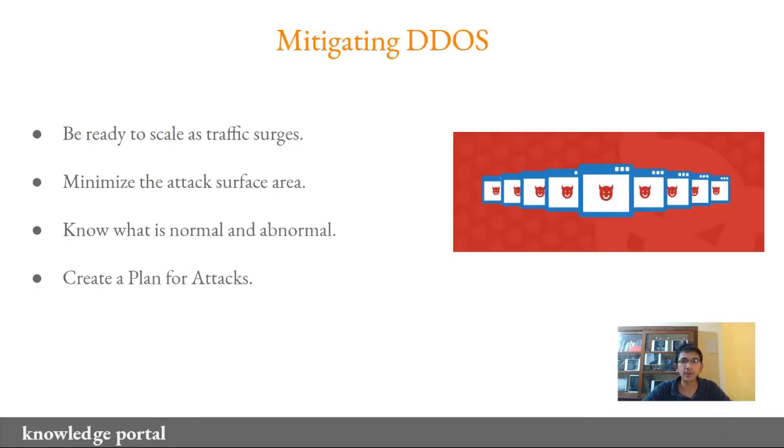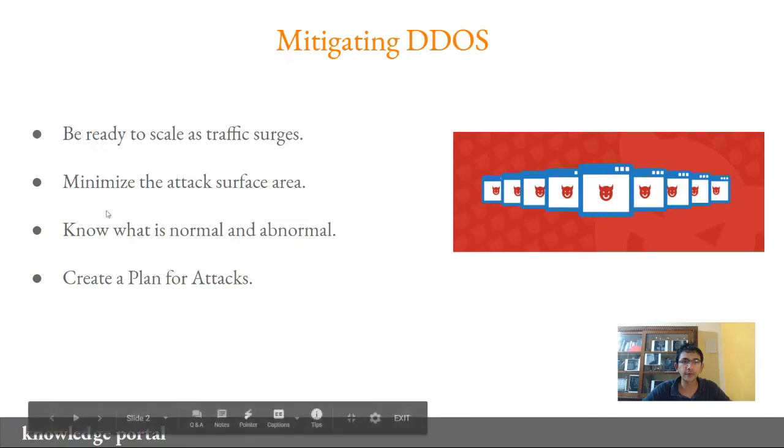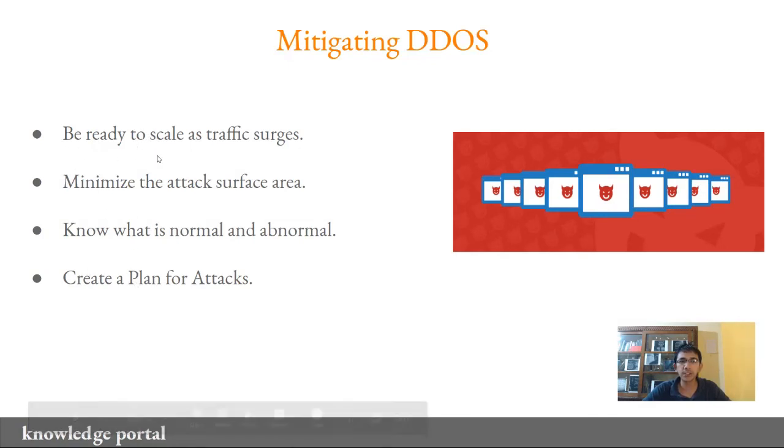Now in today's video we'll be looking into the mitigating aspects associated with the distributed denial of service attacks. So when you discuss about mitigating DDoS, there are 4 important pointers that you need to remember. First one is that you need to be ready to scale as the traffic surges. Second is to minimize the attack surface area. Third is know what is normal and abnormal. And fourth is to create a plan for attacks. So let's quickly look into each one of these in more detail.